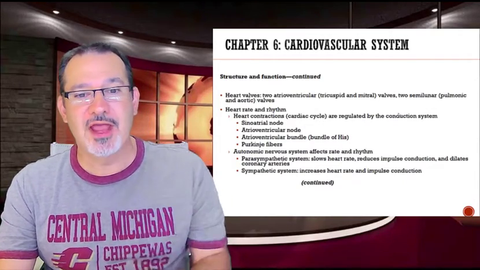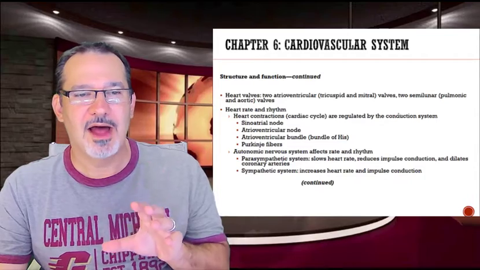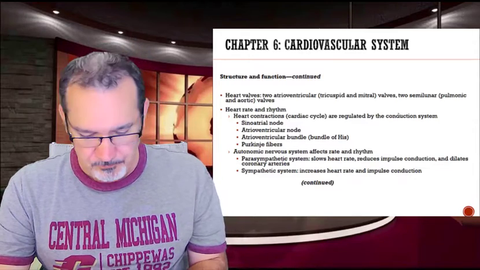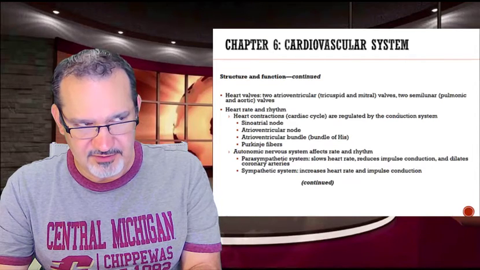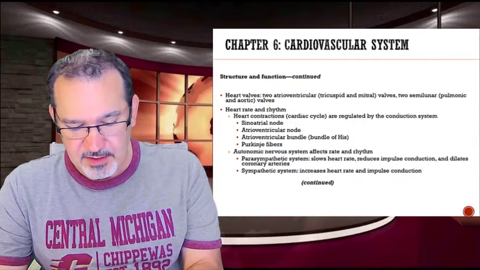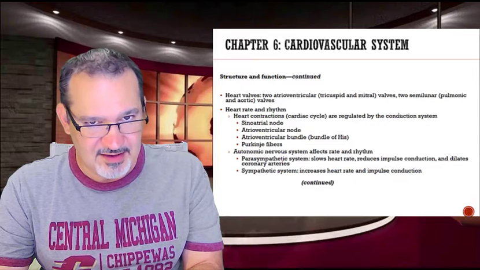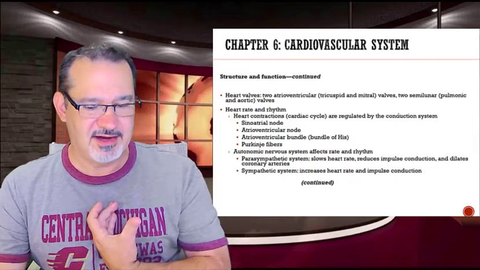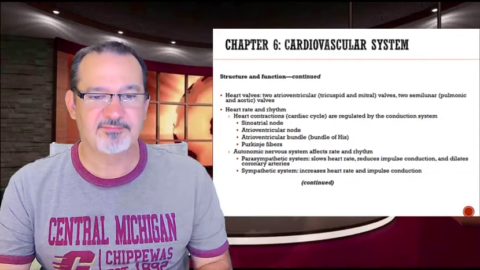The heart valves: two atrioventricular, tricuspid and mitral valves, and two semilunar, or pulmonic and aortic valves. Okay. So the tricuspid valve, just to make this a little bit more clear, separates the right atrium from the right ventricle. Okay. The pulmonic valve separates the right ventricle from the pulmonary artery, and then the mitral valve separates the left atrium from the left ventricle. Okay, so tricuspid is on the right side, and then the bicuspid or mitral valve is on the left side. Okay.